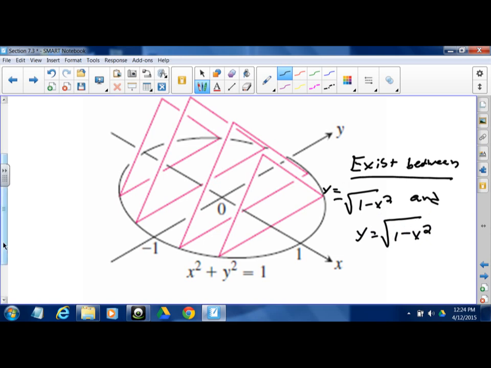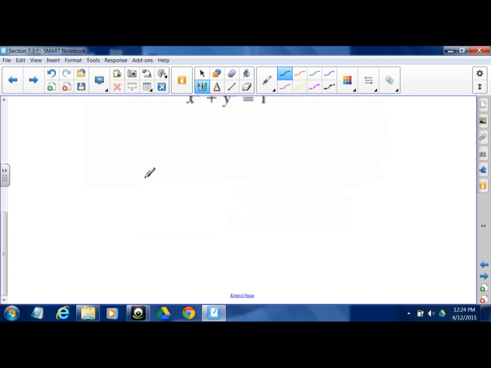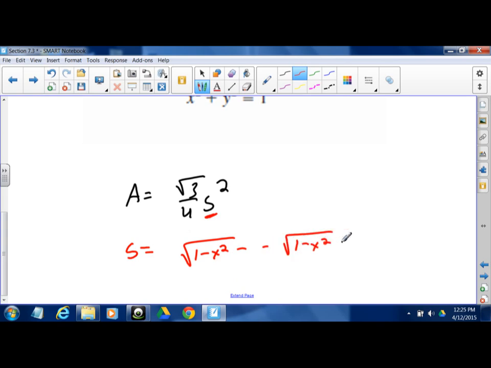So suppose I asked you how to find the area of these equilateral triangles. You're going to basically have to use the area formula, root 3 over 4 side length squared. Well, how do you find the side length? It's pretty easy. We just did it in the last problem. Side length equals the top, which was the positive, minus the bottom, which is the negative, which simplifies neatly to 2 root 1 minus x squared.